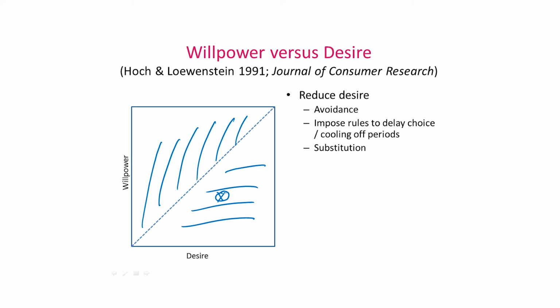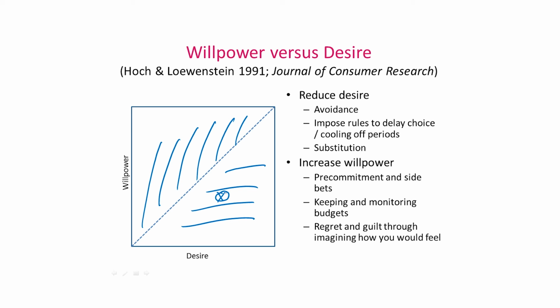Avoiding the tempting stimulus is an easy desire reduction strategy, as is the imposition of cooling off periods, a mandatory period of time between making a decision and actually making a purchase. A third option is to substitute an impulsive product with something else.